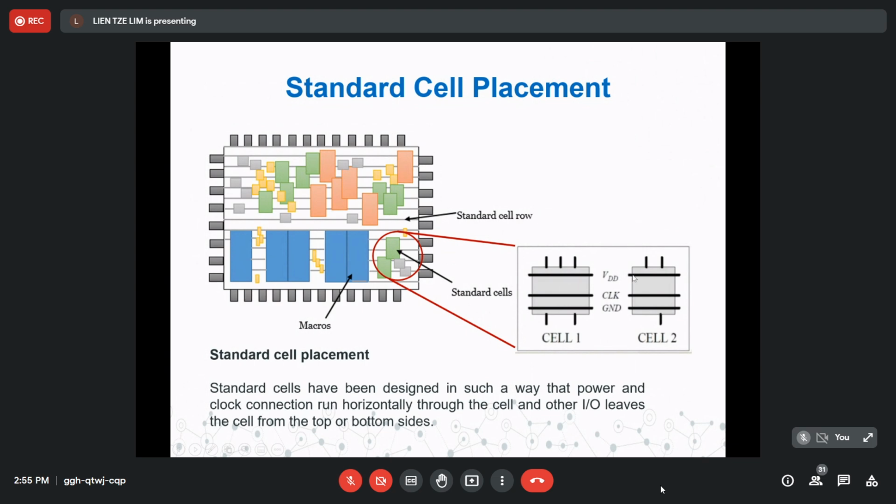It means the way the routes connect to VDD, ground, and clock is the same. Standard cells have been designed in such a way that power and clock connections run horizontally through the cell, and other input-output leave the cell from the top or bottom side.